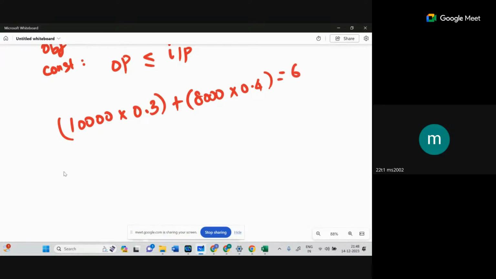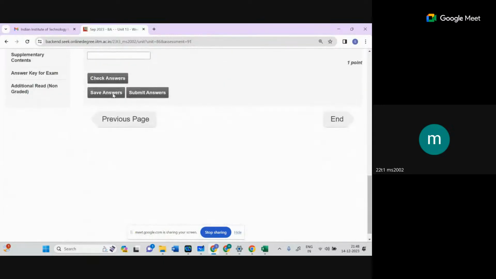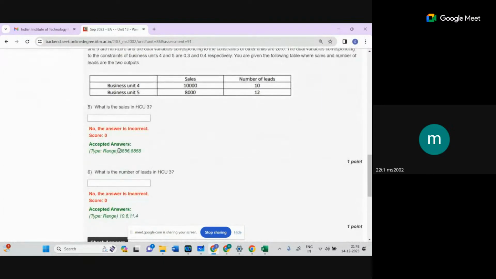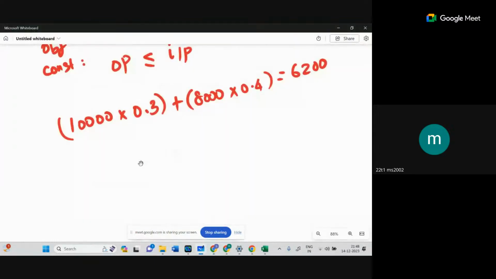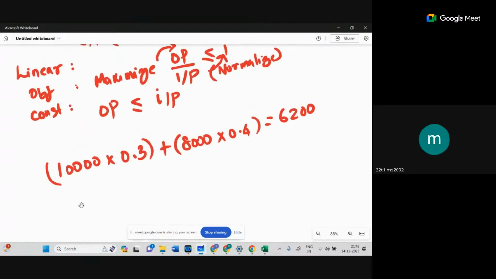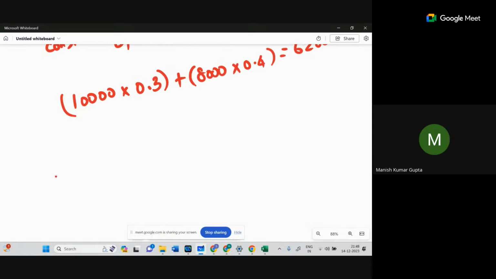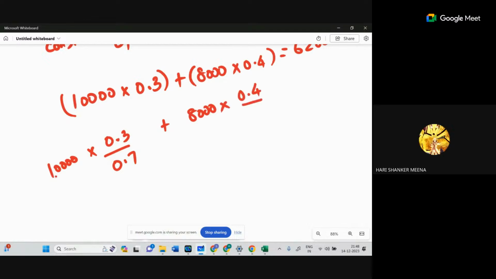Can you verify, please? I think it should be normalized. If you look at the answer here, it comes out to be 8856. The range is 8857 or something. So let's see how we normalize this. Do you know how to normalize this? Yeah, sir. I missed that: 0.3 divided by 0.7 and 0.4 divided by 0.7. Then I need to multiply and there will be a summation. Yes. Plus 8,000. What is the formula we are using here? Can you mention here? Sure.